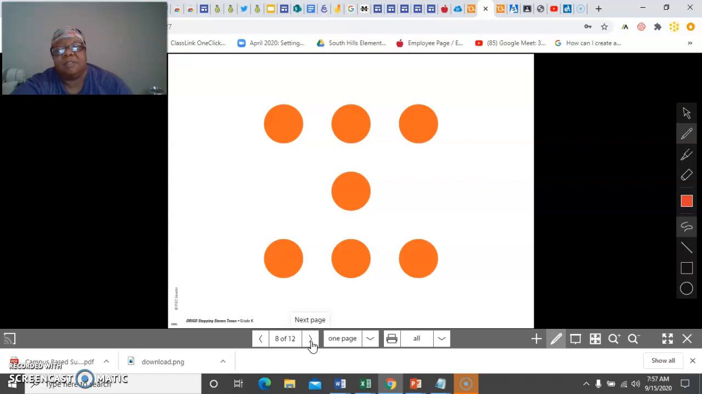Okay, the next one we have, I can see 6. We practiced 6 a minute ago. So that's 6, 7. You may see a group of 3. You might see 4 on the outside. So it depends on how you see it. You might see 6 here and then 7. How do you see it?